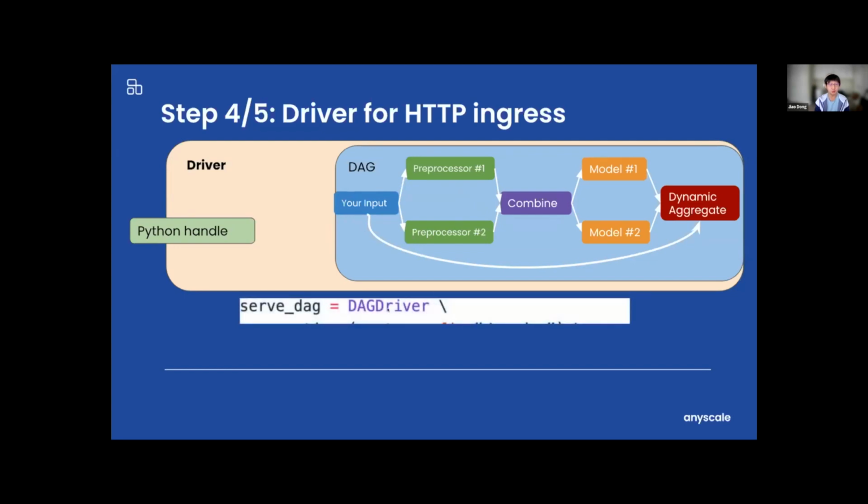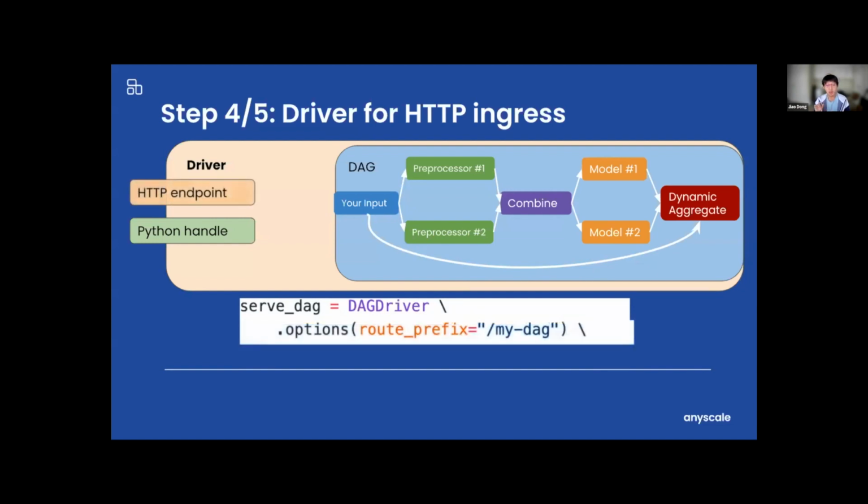So when we bring the driver, we provide a default driver implementation that you can directly import. But if you need to customize, you can also feel free to implement your own, which is also very simple, as if writing a simple deployment class. And now you can bring your own options for this DAG driver. In this case, I just want to customize the route prefix I want to use for my HTTP endpoint. You can easily just do the options and bring it here.